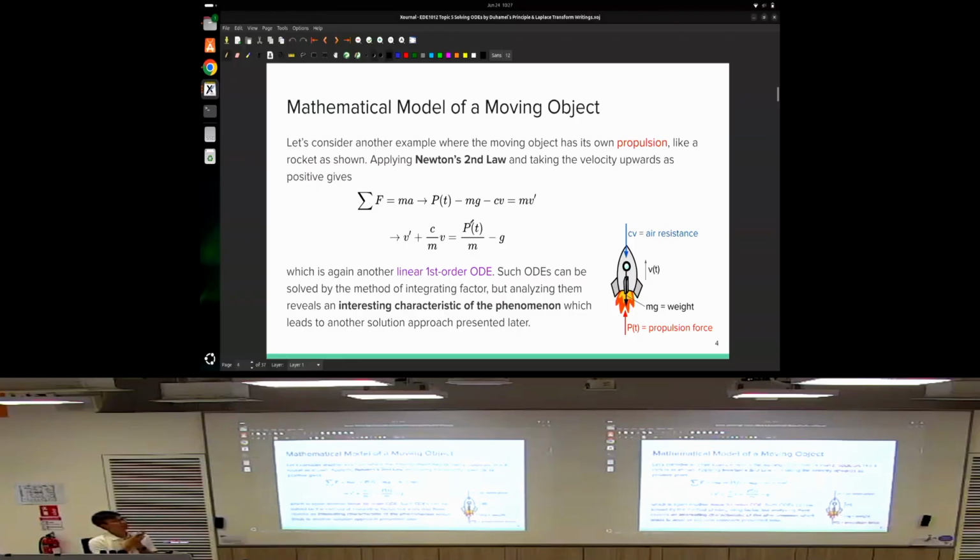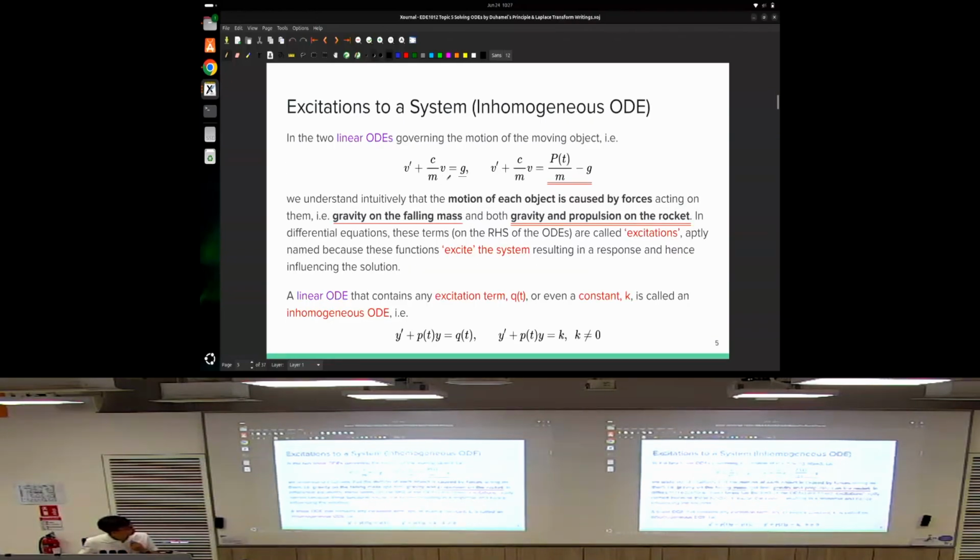Of course we can solve, no problem, and you will be tested to solve later on. But what's important is that we have to analyze the ODE. Now, if you look at both ODEs, one for the falling object, the other for the rocket propelling upwards, we understand intuitively that the motion of each object must be caused by forces acting on them. Makes sense, because if there are no forces acting on the object, then why should the object change its state of motion? So that's as good as saying Newton's law.